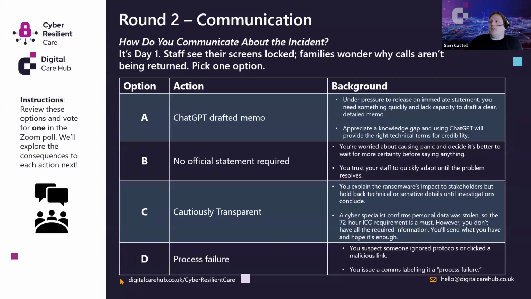How do you communicate about the incident? It's day one. Staff see their screens locked. Families wonder why calls aren't being returned. What option do you try and pick? Do you use ChatGPT? Other AIs are available.